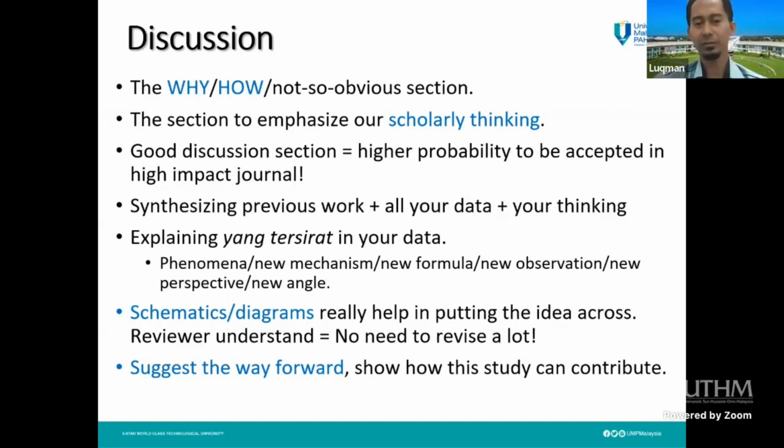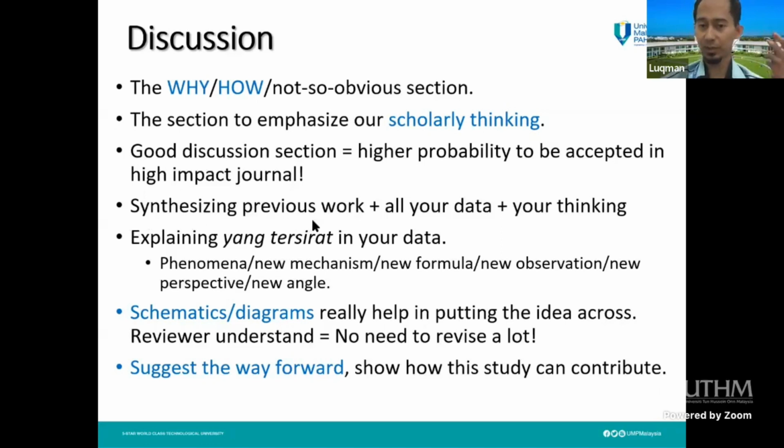For results, I think in secondary school and degree we already learned how to make a scientific report. But the discussion shows your higher level of thinking. A good discussion section has a higher probability of being accepted in a high impact journal. And I'll show you some tips to make it into a good discussion section.